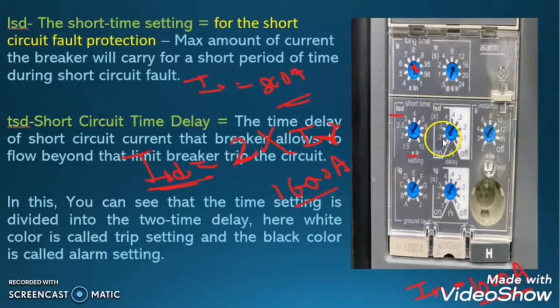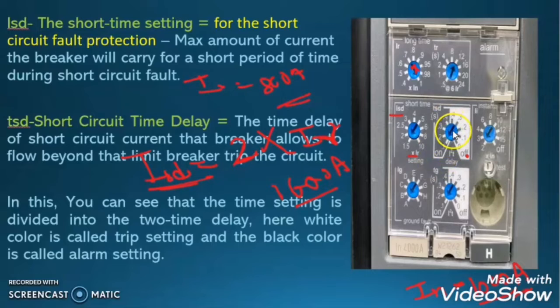Here you can see there is a black portion. In that there is 0.1, 0.2, 0.3, 0.4, which is the on section, and there is a white section. Here also there is the same setting: 0, 0.1, 0.2, 0.3 and 0.4 in the off section. What does it indicate? In the on section, it will take the action to trip the breaker. But in the off section, this breaker will not take the action to trip. It will give only the alarm for the short circuit fault. So here in our setting, it is on the on side.